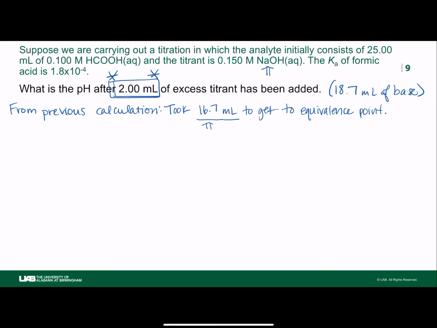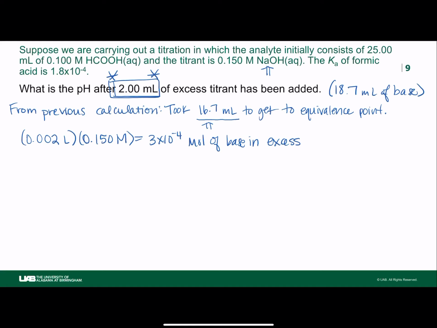So I'm going to start by figuring out how many moles of OH minus ions there are in 2 milliliters of 0.15 molar NaOH. And so I'm just going to quickly take the volume and multiply it by the molarity, and that's going to give me moles of base. And that's moles of base that are in excess. Whoops, I didn't put the E. So that's the moles of base that didn't react with acid. It's floating around in solution and it's changing the pH.